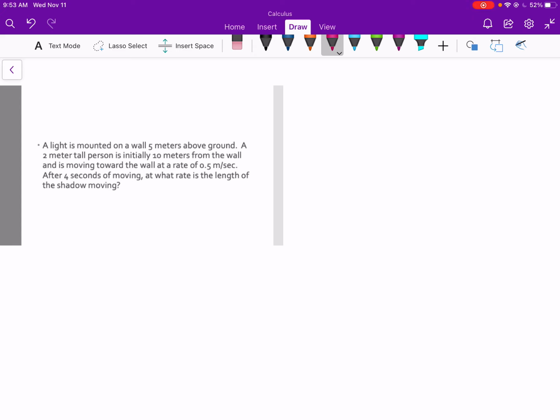So let's draw our picture. So I have my wall, and I have a little light up here, and then I have a person standing. Here's the ground, and the light hits the person and creates a shadow. We know that the distance from the ground to the light is 5 meters, okay? And that's not going to change, so we can use that right away. Same thing with the height of the person. The person's height isn't going to change. I'm going to let the distance between the wall and the person be A, and I'm going to call the shadow length B.